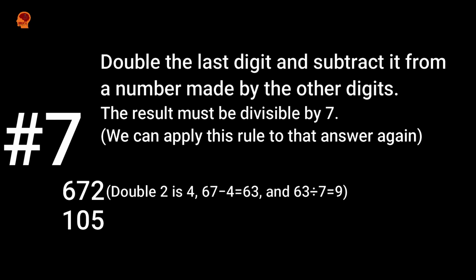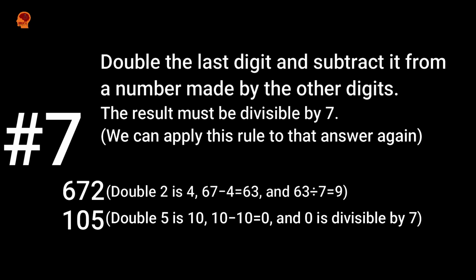Now let's look at it. 105. So we're going to separate it to be 10 and 5. So we're going to double the 5, which is the last digit of the number. 5 becomes 10. Okay, so we're going to take away 10 from 10, and then you are going to have 0. So 0 divided by 7 is equal to what? 0. Okay, so it's easy.